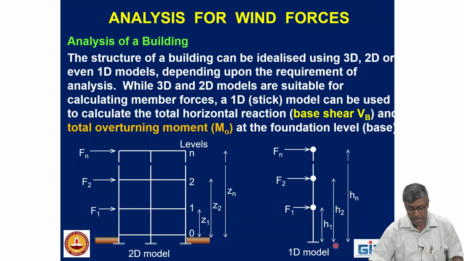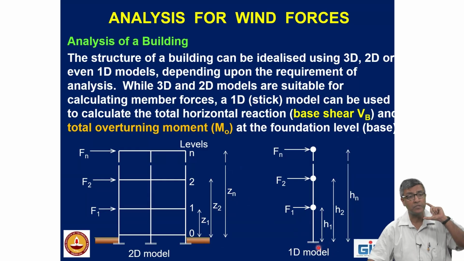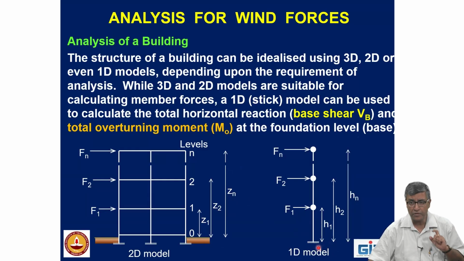Please note, the overturning moment is for the foundation. For the foundation, the height is not from the finished ground level, but it should be considered from the top of the foundation. That means the resultant overturning moment is F1 times H1 plus F2 times H2, like that up to Fn. That is the total overturning moment.